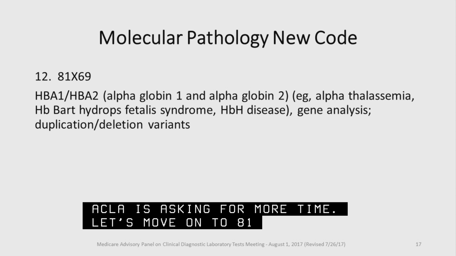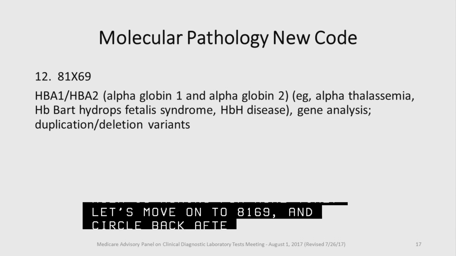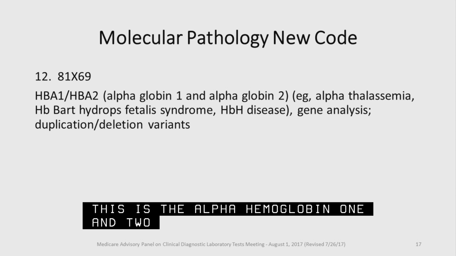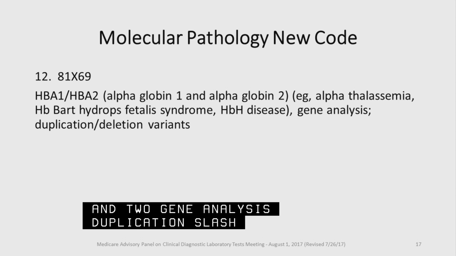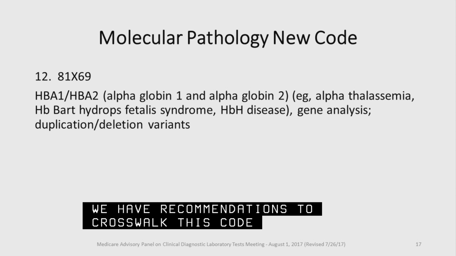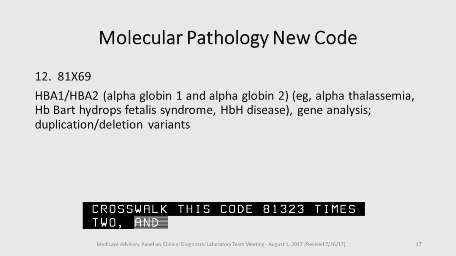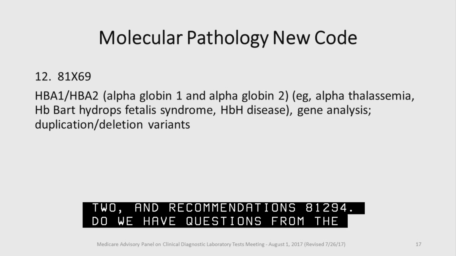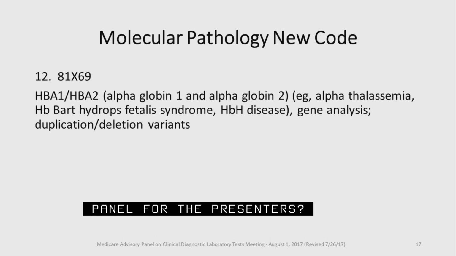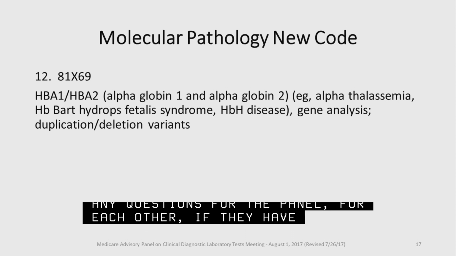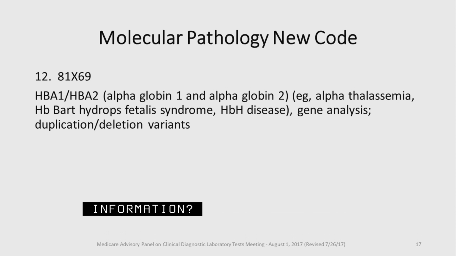So this is the alpha hemoglobin 1, alpha hemoglobin 2, gene analysis duplication/deletion variance. And we have recommendations to crosswalk this code to 81323 times 2, and recommendations to crosswalk this code to 81294. Do we have any questions from the panel for the presenters? Any questions for each other, or seeking more information? Okay, I assume the panel is ready to vote, so please submit your ballots.